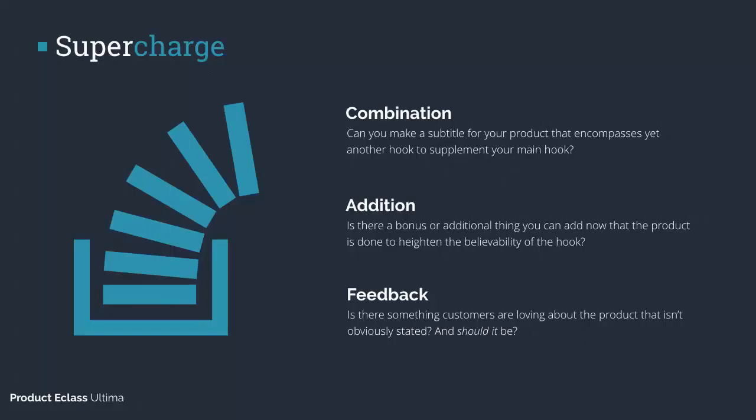Once you put the product out there, is there something customers are loving about the product that isn't obviously stated, and should it be? Now, some benefits are only available to people after they purchase the product and are not helpful to make people want to purchase the product. So it doesn't mean you add them automatically in, but you should consider them if people are talking about an element or aspect. So the 1-1-1 formula is exactly that.